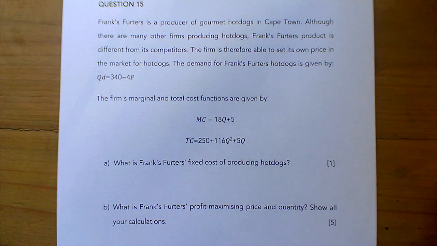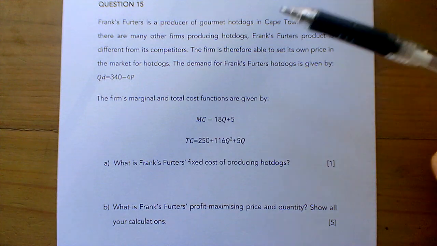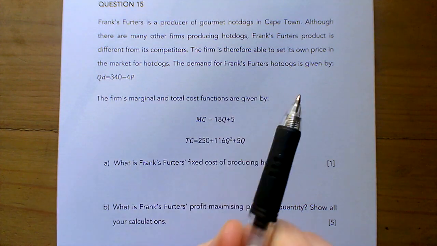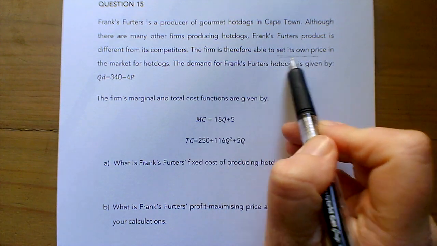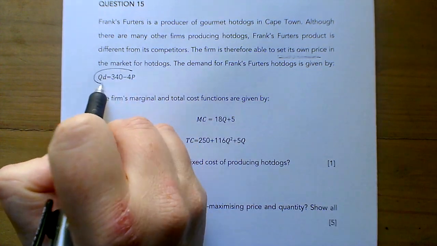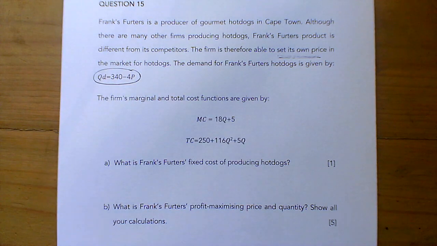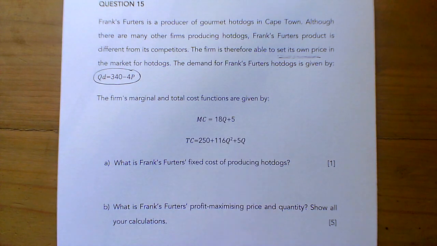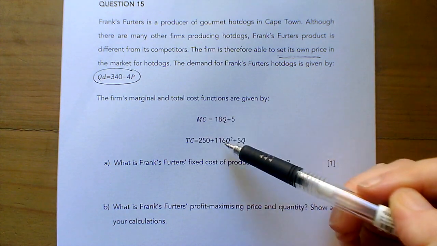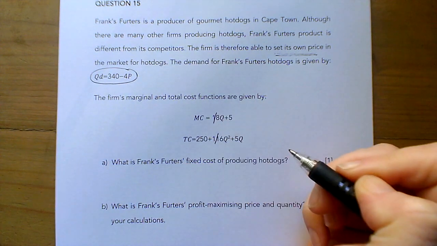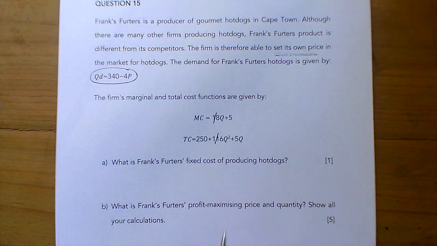So Frankfurters is a producer of gourmet hot dogs in Cape Town. Although there are many other firms producing hot dogs, their product is different. This tells us that the firm is able to set its own price because it's selling a differentiated product. And so the demand is given by this linear function, which would give us a downward sloping demand curve. We then also get given the marginal cost and the total cost functions. I'm just checking, and I think, yes, I can see again, this should be a 1/8, and this should be a 1/16 squared. Otherwise, these don't make sense.